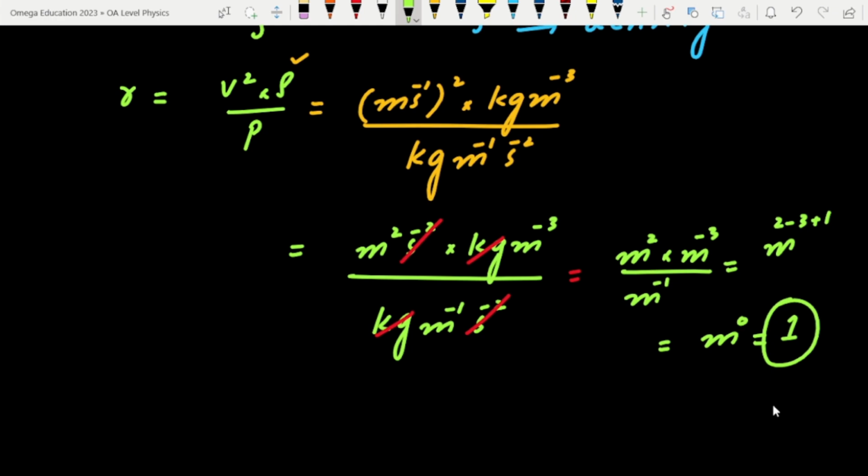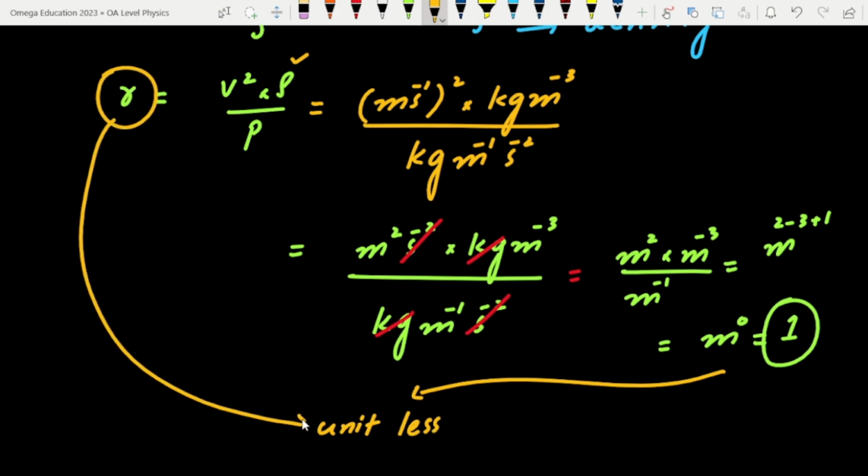Now 1 is a constant number and it does not have any unit. Alright, 1 is unitless, and this is what they asked you to prove, that gamma has no unit. From here we can conclude that the final answer on the right side was 1, which is a unitless quantity, so gamma would not have any unit whatsoever.